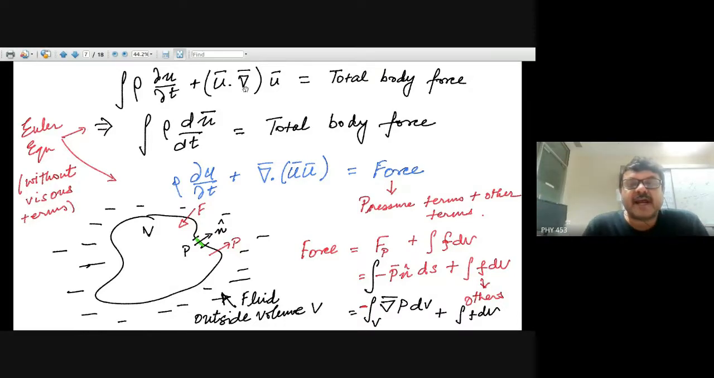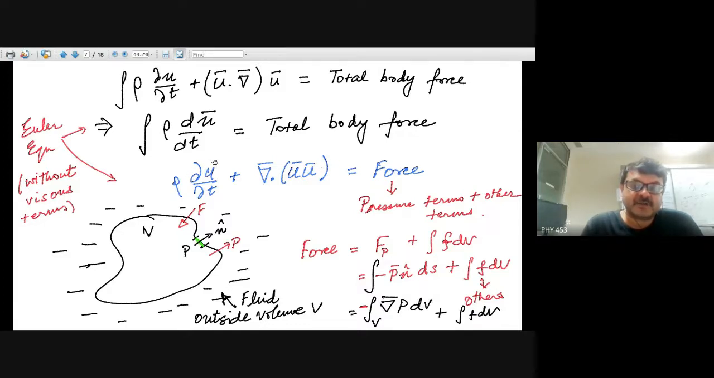And since you can have any value of dV, you can write this. So u dot grad can be written as the total derivative, especially if it is incompressible. And this is the Euler equation without viscous terms, because we haven't added viscous terms. We have just total body force. In general, if it's a compressible fluid, then you must write rho del u/del t plus divergence of u u, where this is not a dot product. This is a tensor, u_i u_j, equal to the force. It might be a tensor, but we're taking a divergence, so it will finally become a vector equation.